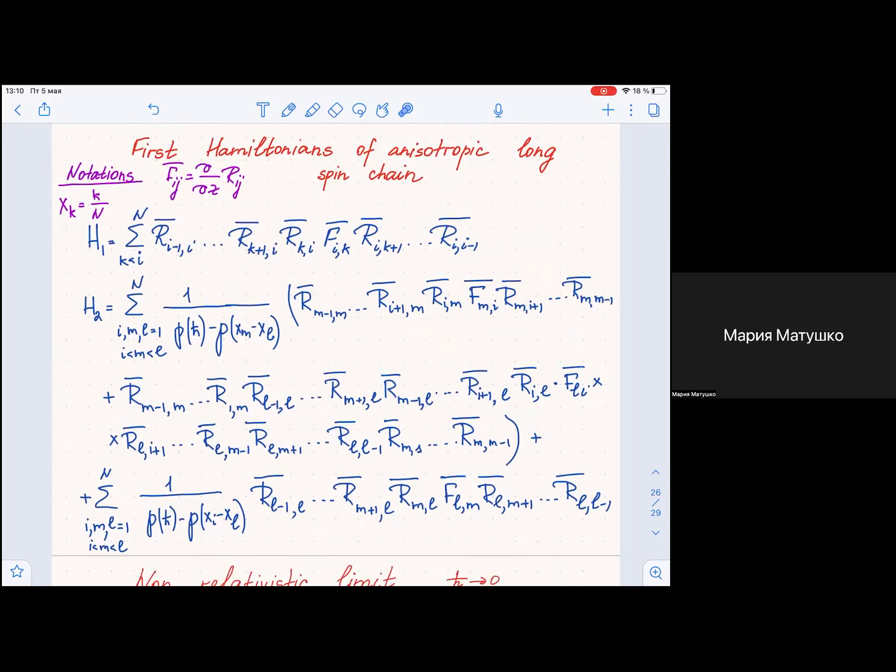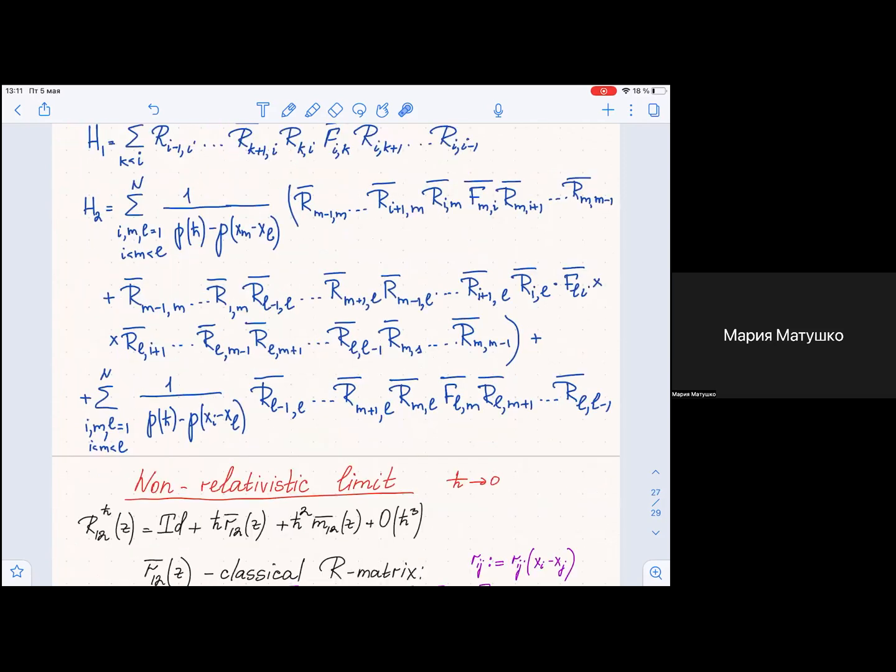Maybe it looks very strange. Here I just want to show you the first two Hamiltonians for this spin chain. R is our Baxter-Belavin R-matrix, and F is the derivative of this R-matrix. We have such a sum here, and all points are fixed in their equilibrium position. So this is the first Hamiltonian, and the second looks like this. And they commute. Also, you can construct the next Hamiltonians of the spin chain.